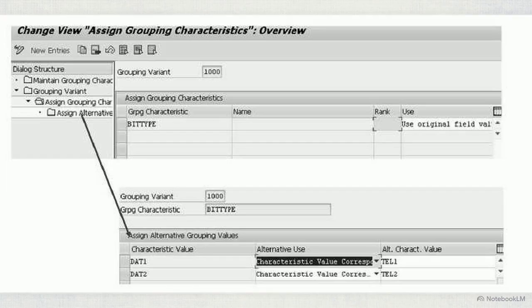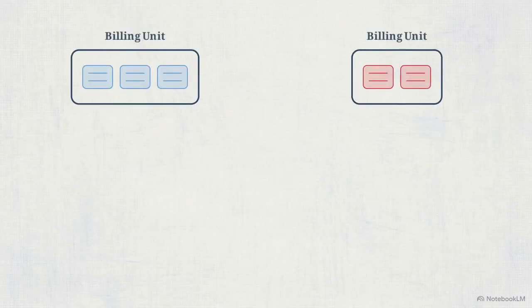The grouping variant evaluates characteristic values to dictate architectural splits. Here, the system evaluates the billable item type. By assigning values like DAT1 for data and TEL1 for telecom, the billing process physically partitions those item types from each other. The system output of this precise split creates distinct entities known as billing units.